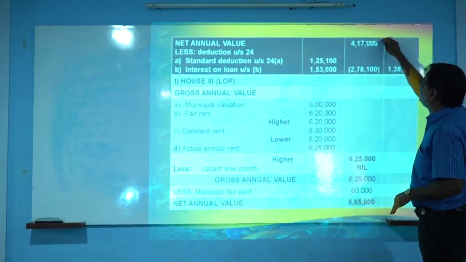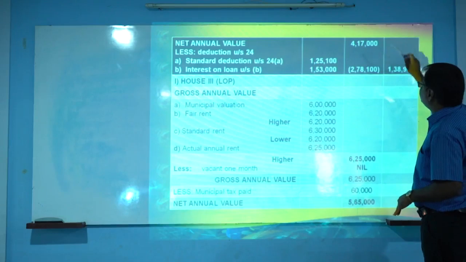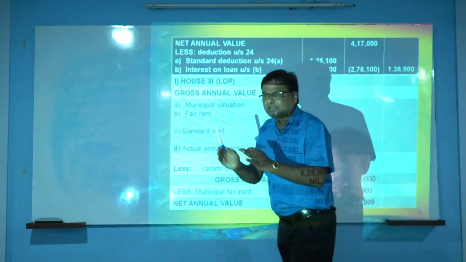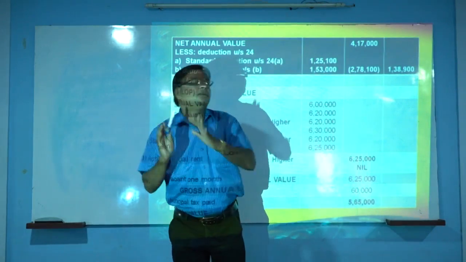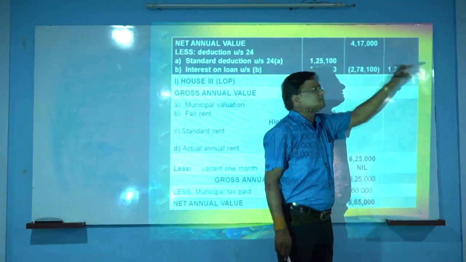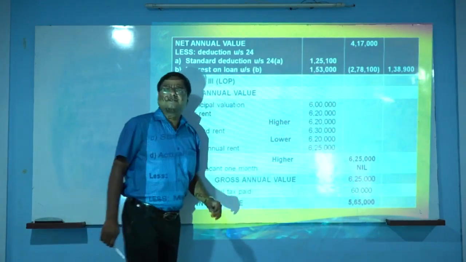2,78,100. Net annual value minus deduction, that amount remains will be taken to the outer column. That is the net income from house property from the second house. दुसऱ्या घरामधून मिळालेले इन्कम आहे 1,38,900. Third house is there.